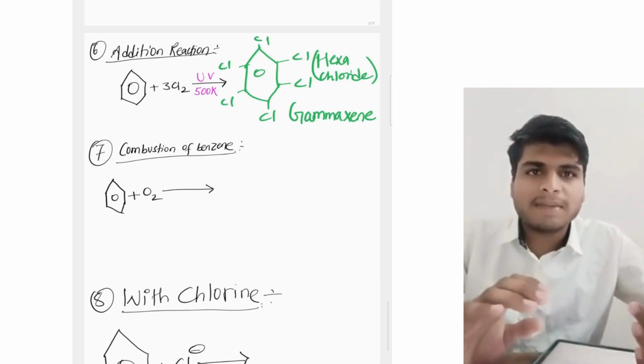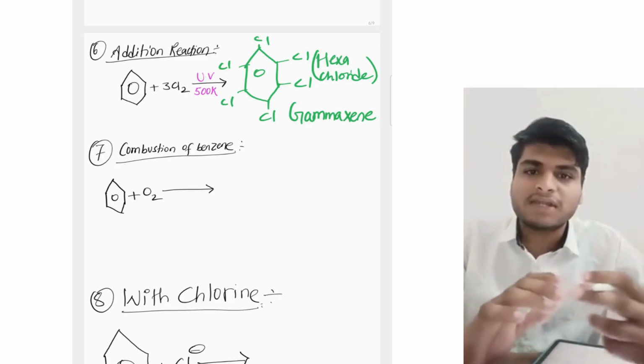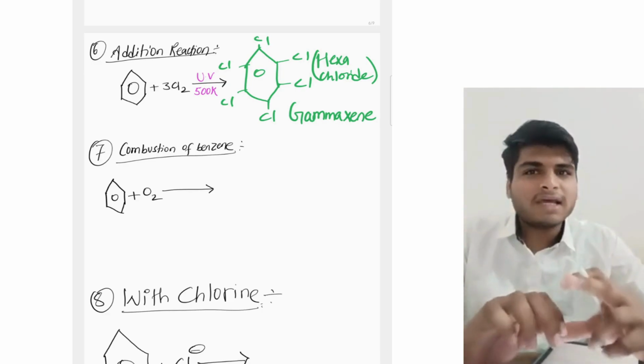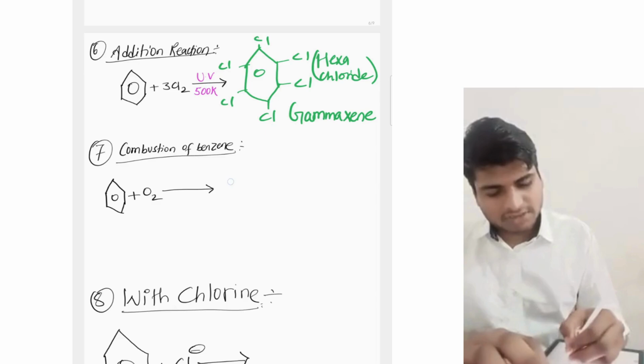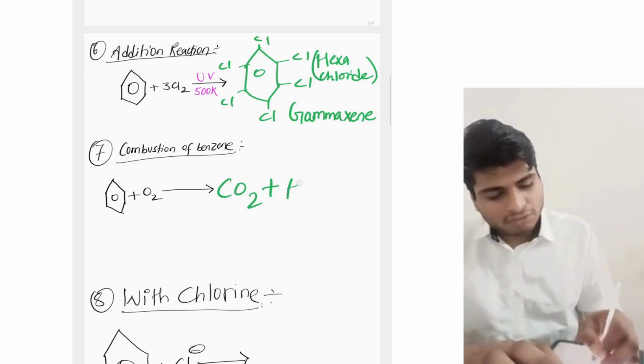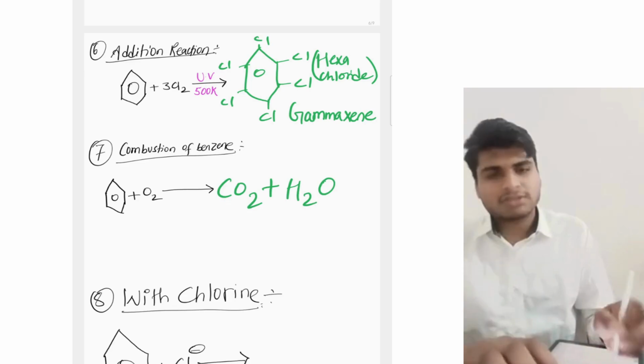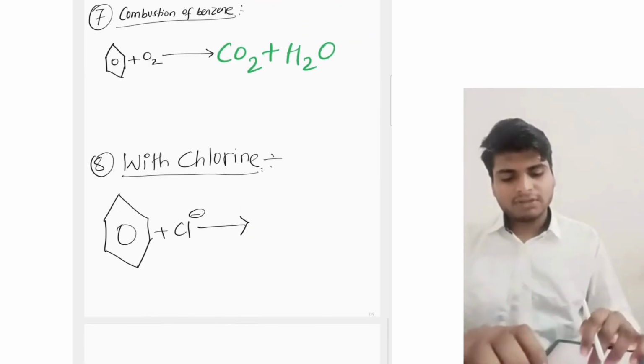Now combustion of benzene. Upon combustion, benzene burns with a sooty yellow flame, along with the evolution of CO2 gas. Benzene with oxygen produces CO2 plus H2O. Okay, with chlorine.